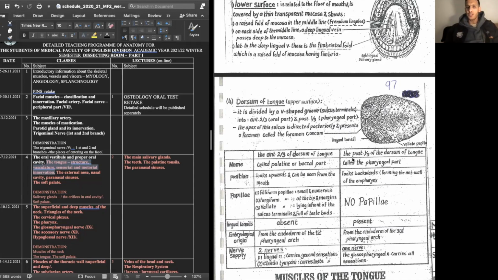The posterior 1/3 of the dorsum of the tongue is called the pharyngeal part, and its position looks backwards, of course. It has no papillae. Lingual tonsils are present here, as you can see. As for nerve supply, the glossopharyngeal nerve carries all sensations, whether sensory or taste, as far as I remember.